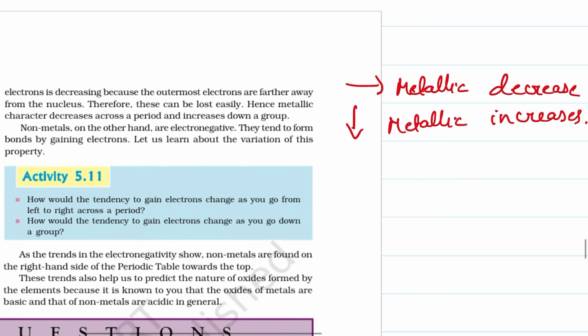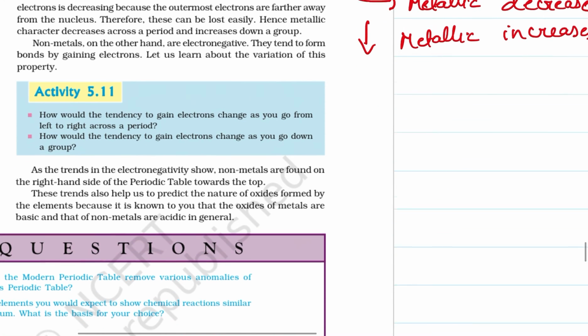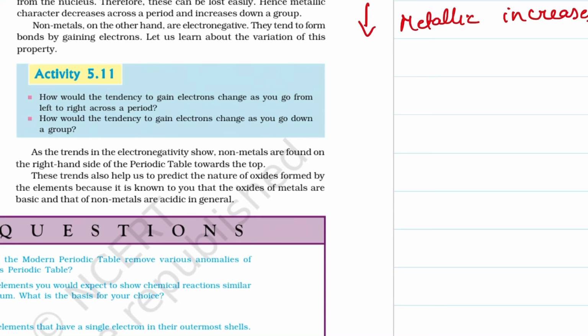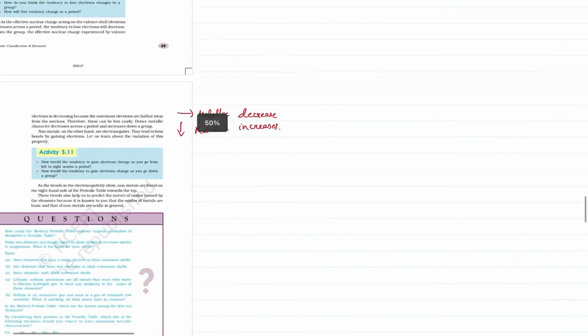Non-metals, on the other hand, are electronegative and they tend to form bonds by gaining electrons. What do you observe about them in period and groups? As the trends in electronegativity show, non-metals are found on the right side of the periodic table from top to the bottom. So, these trends also help us to predict the nature of oxides formed by the elements, because it is known to you that oxides of metals are basic and those of non-metals are acidic. So these are the trends which we can understand about the modern periodic table.